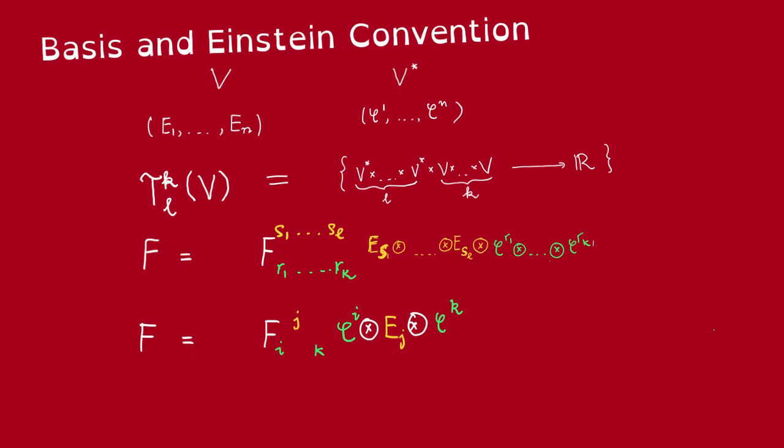Alright, so we have found a basis for our tensors. Now, not all tensors are made equal. So in the next video, we will look at a specific type of tensor called alternating tensors.